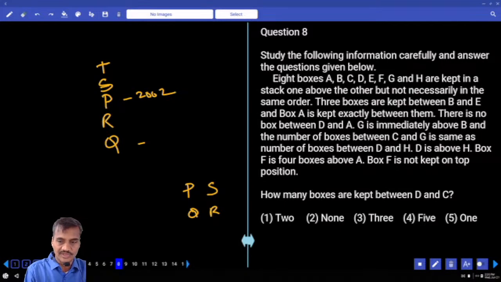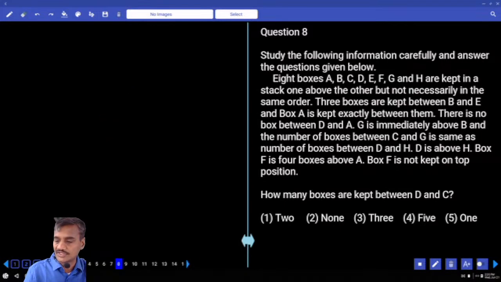The next one, 8 to 11. Now this 8 to 11 is based on boxes. Now in these boxes, there are 8 boxes. 3 boxes between B and A. How many are in between B and A? There are exactly 3. Now B is here. There are 3 boxes in between B and A. 1, 2, 3, A is here.